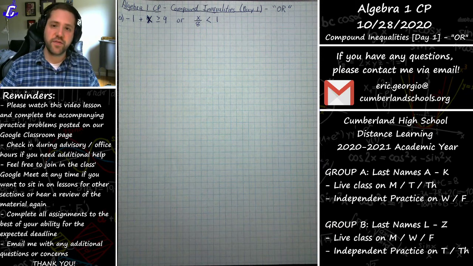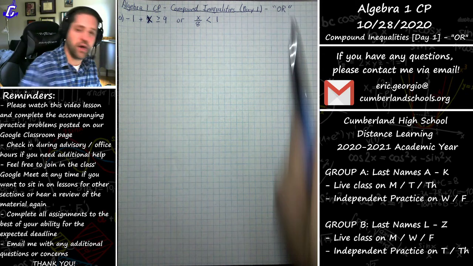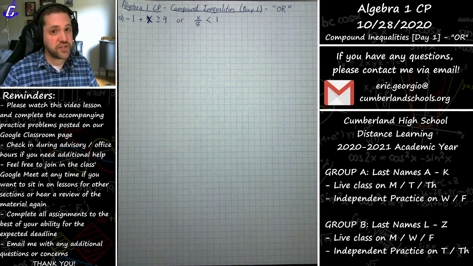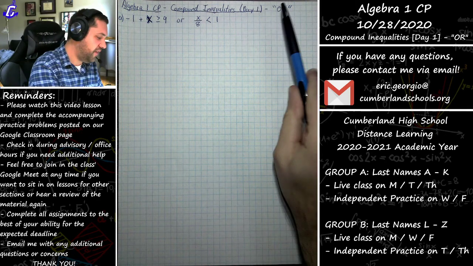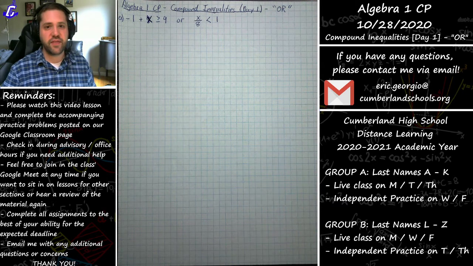There are two types of compound inequalities. There are things called disjunctions that involve the word or. That's what we're going to talk about today. And there are other things called conjunctions, like conjunction junction, that involves the word and. Props to you if you get that reference. Today we're just going to focus on the or case, and tomorrow we'll discuss the and case.